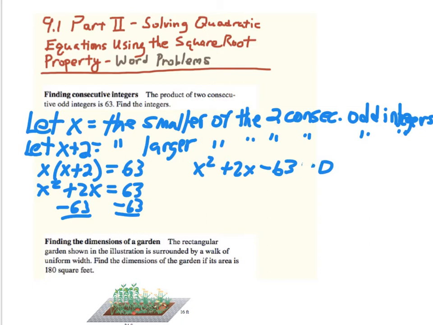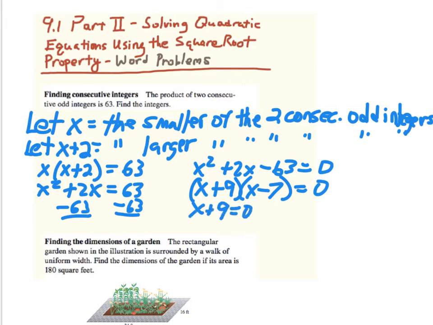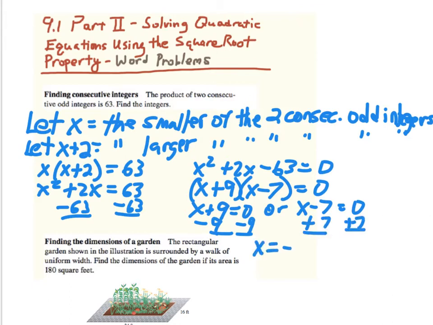So then I need to think of the factors of negative 63 that sum to 2, and that would be positive 9 and negative 7. So I factor it like so. And I use the zero products property. X plus 9 equals 0, or x minus 7 equals 0. And I subtract 9 from both sides. Here I'll add 7 to both sides. Now we really have to interpret our answers here because I have x equals negative 9 or x equals 7.